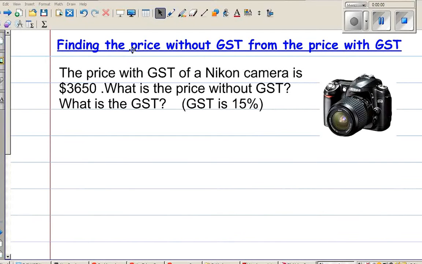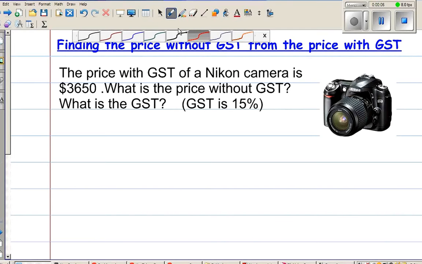Finding the price without GST from the price with GST. So let me take an example. The price with GST of a Nikon camera is 3,650. So this flash camera costs 3,650, and what they're saying is this price has the GST in it. So you can say this is a price inclusive of GST. The question is, what's the price without GST?